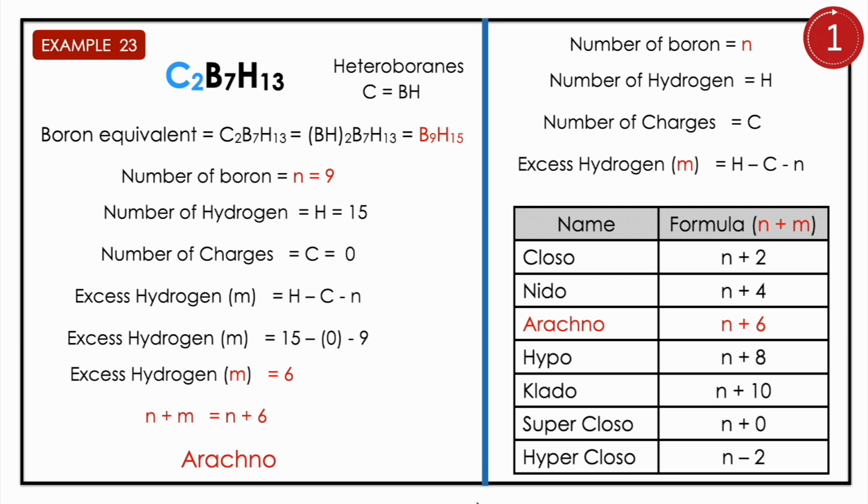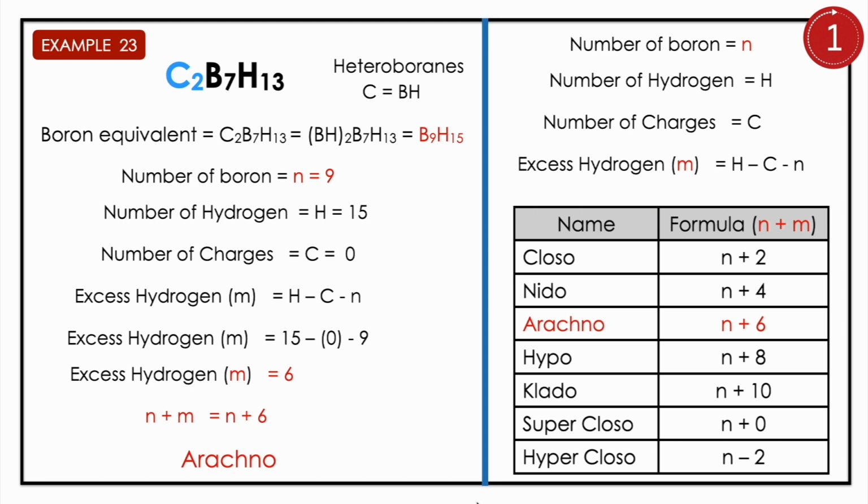So we should write the boron equivalent, which is BH. Carbon is a 3 plus 1 system. That's why BH. For the boron equivalent, you should substitute BH for C. So it will be BH twice, B7H13. If you write the expanded way, it will be B9H15. Then the compound becomes a simple borane. We should find the excess of hydrogen.